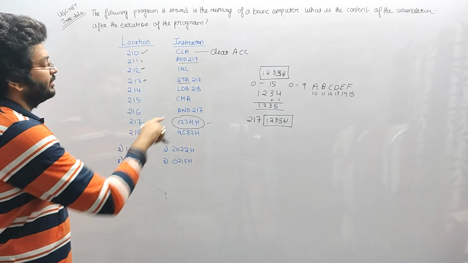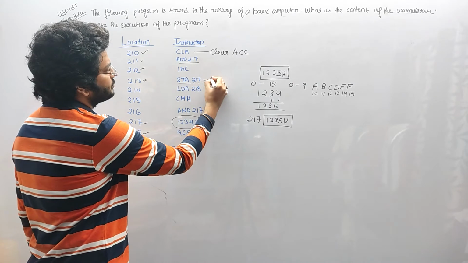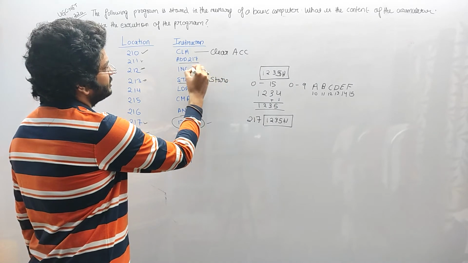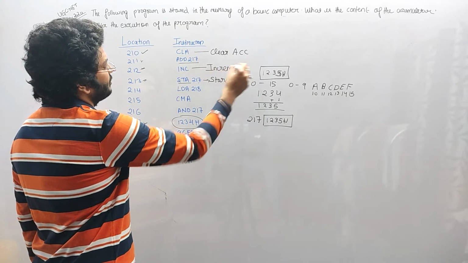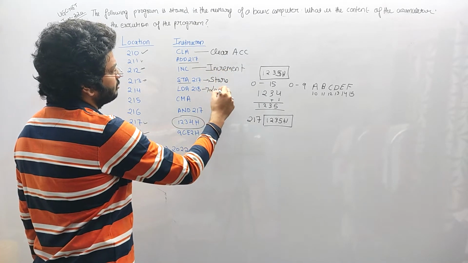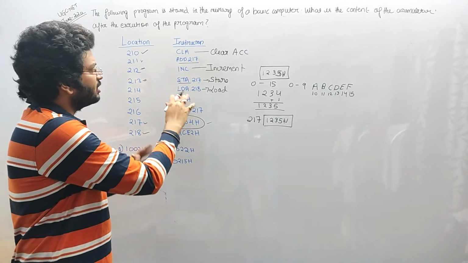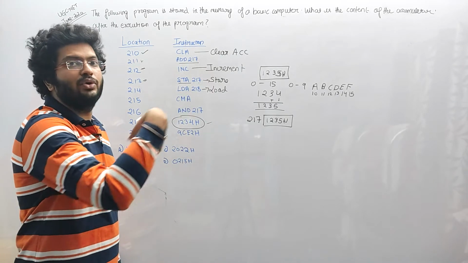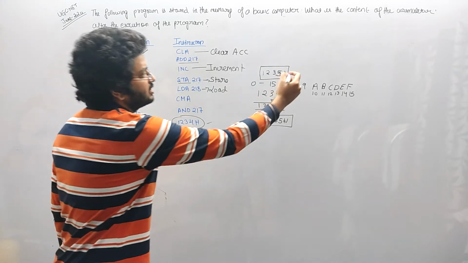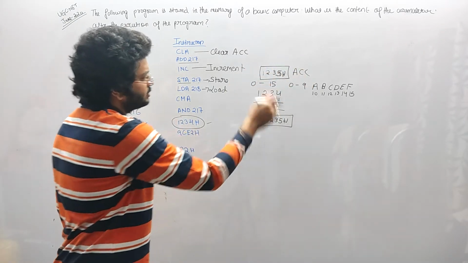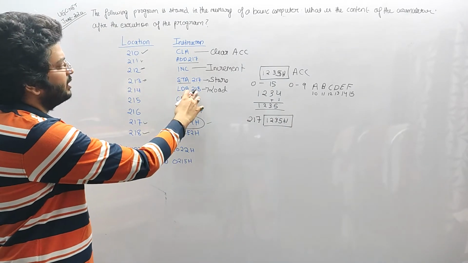Now 214 is load accumulator 218, LDA. This is store, and this is increment, meaning increasing the value by 1. This is load accumulator 218, which means whatever the contents of 218 are, we have to load into the accumulator. In the case of store accumulator, from the accumulator we stored it here. This is load: we have to load into the accumulator, load accumulator 218.